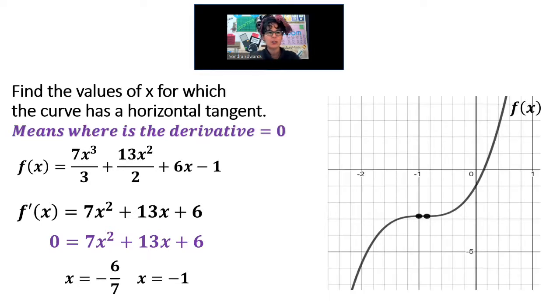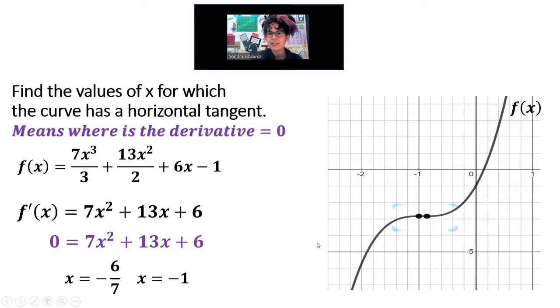Okay, so here's a picture of f of x. I graphed the 7x to the third over 3 plus 13x squared over 2 plus 6x minus 1. Okay, there's that cubic. Now, we just found that the slope of the tangent at -6/7, so right there, and at x equals -1, right there, is 0. Now, it's not zoomed in. Standing a ways back from it, you're like, how is that the slope 0? They kind of both look like they're the same height.